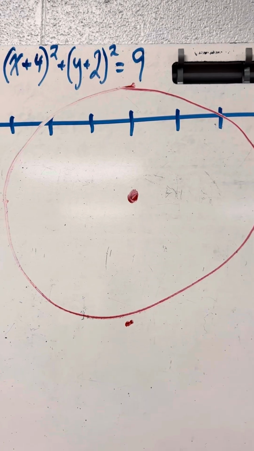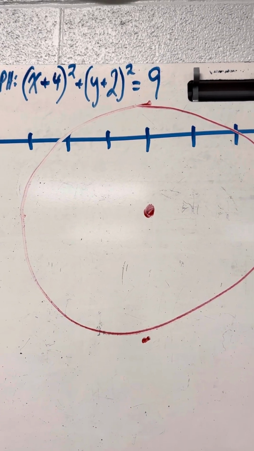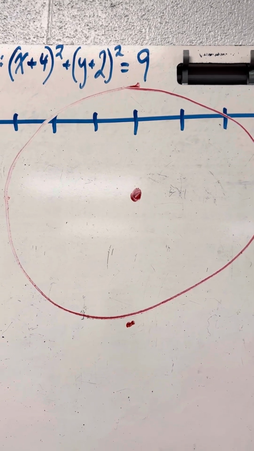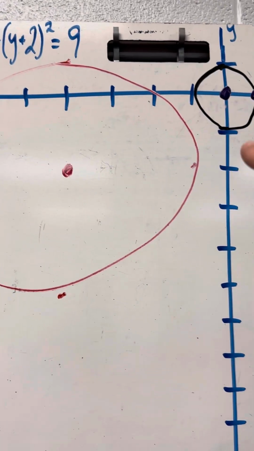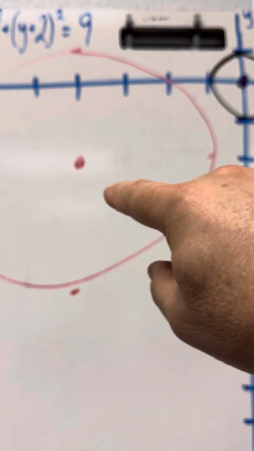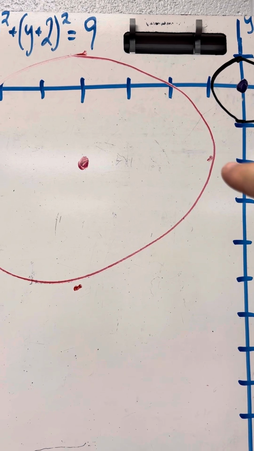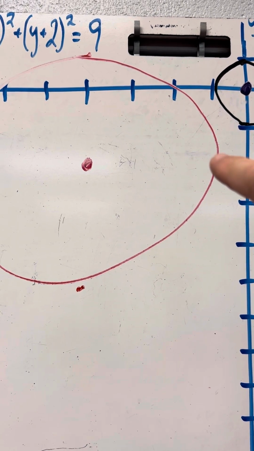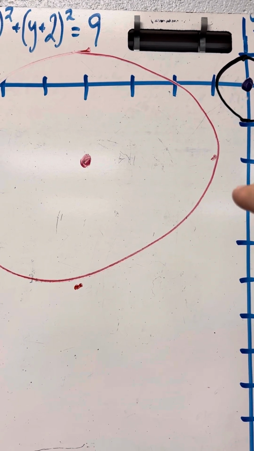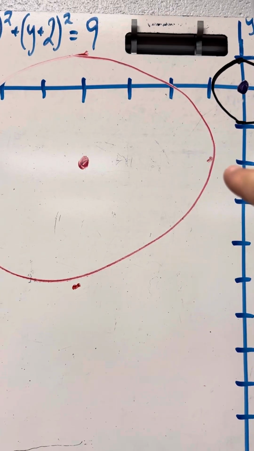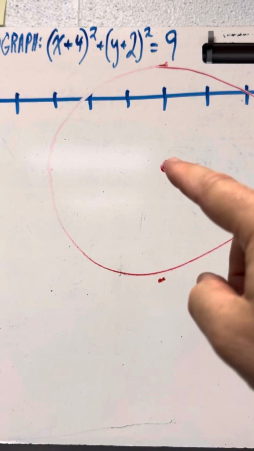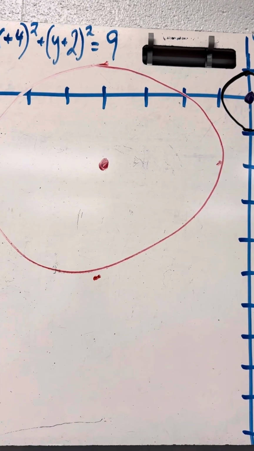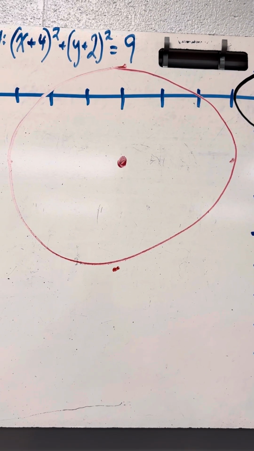If r squared is 9, that means my radius is 3, because 3 times 3 is 9. So I will drag this point, once I get over here, out until I get to a radius of 3. 1, 2, 3. And that's what your circle will look like.